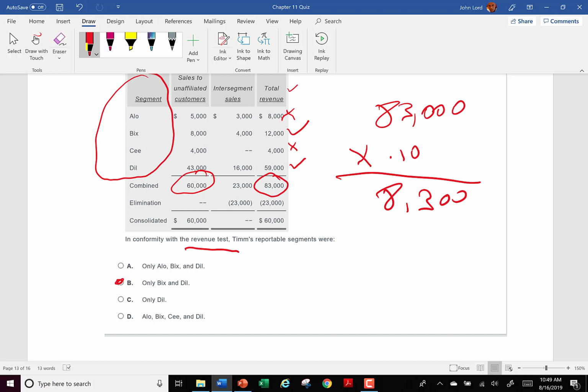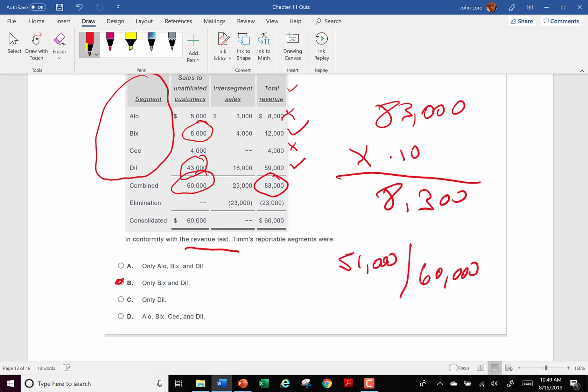So we would, of course, have eliminated the intercompany transactions, and we want to look to see that we have presented at least 75% of the consolidated. Okay, so 60,000 is going to be our denominator. Our numerator is going to be what? It's going to be this, and we go to the unaffiliated column, 43,000 for Dill, and 8,000 for Bix, the two that we've identified. 43 and 8 gives me 51,000, right?